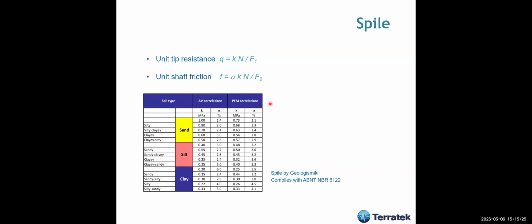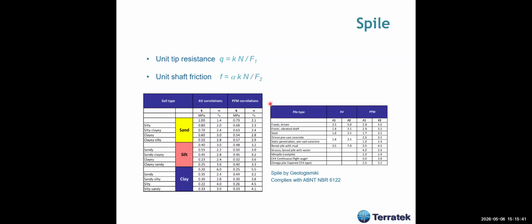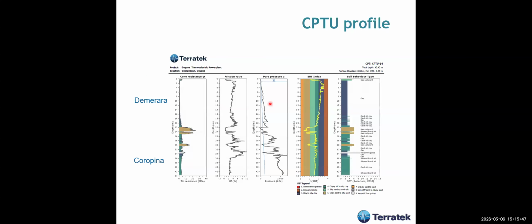If anyone can, this program costs very little money. I don't know the price, but it should be about $100 or so. But it's very simple, very straightforward, and makes very beautiful plots. I've been using this program for some time. And these are the coefficients for different types of piles and different types of soils.